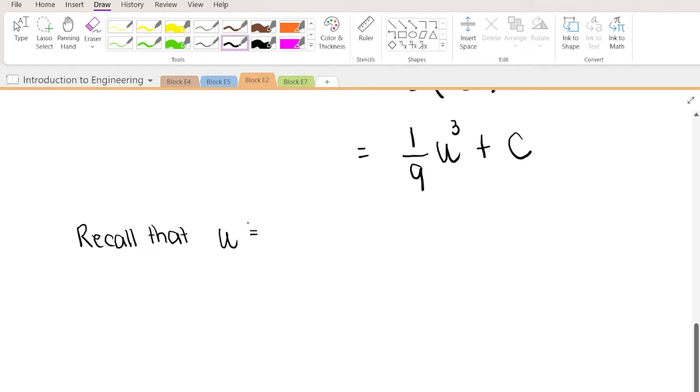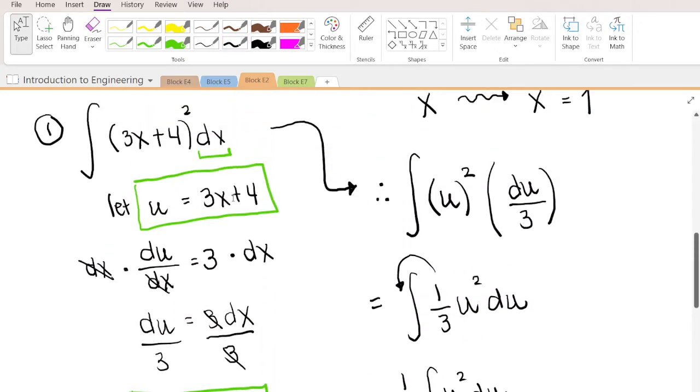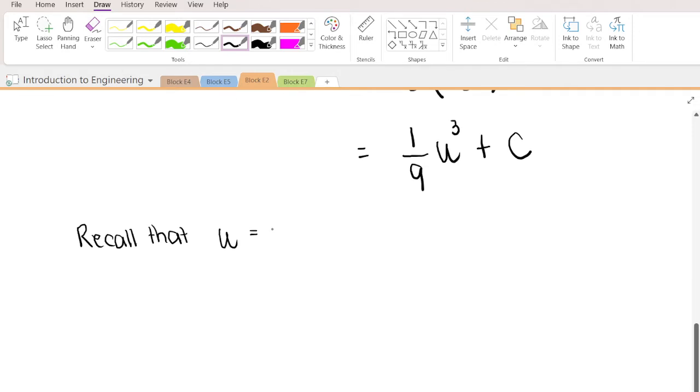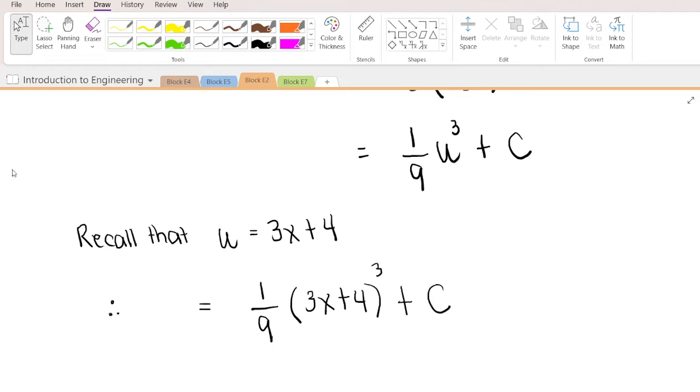So recall that u is equal to 3x plus 4. And therefore, your final answer will become 1 over 9, 3x plus 4 to the power of 3 plus c. Because at this point, you are reverting back the u into its original form containing the x variables. So your final answer is this one.